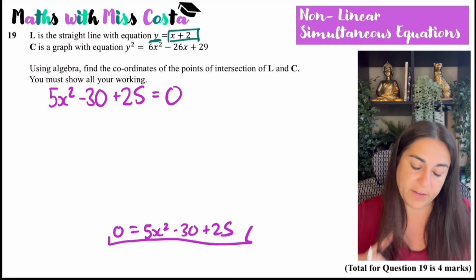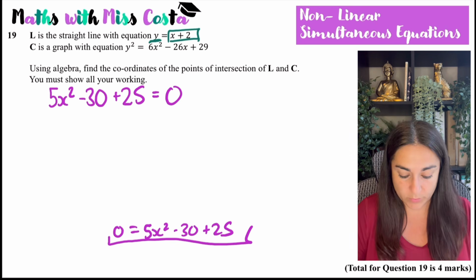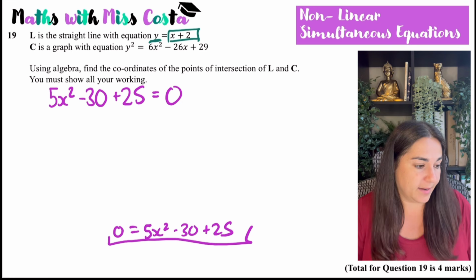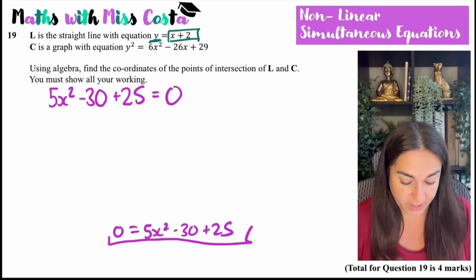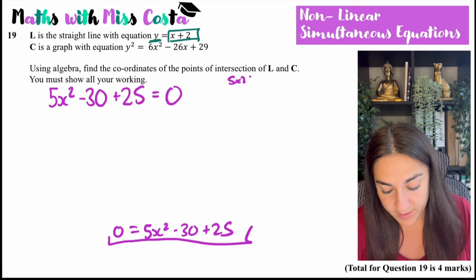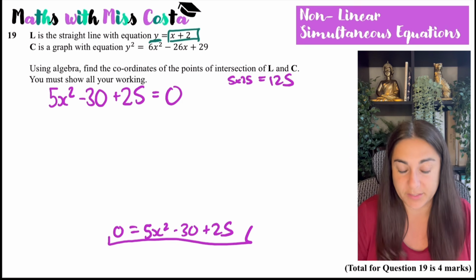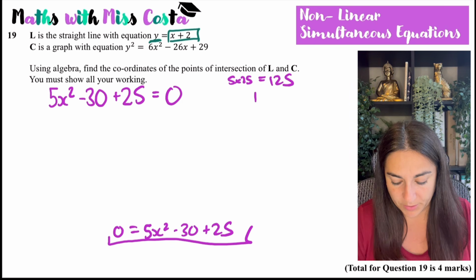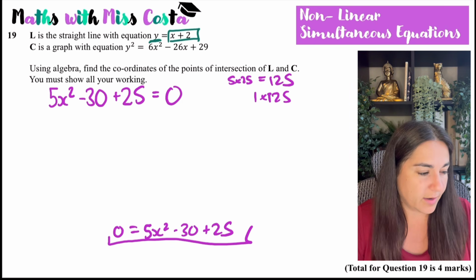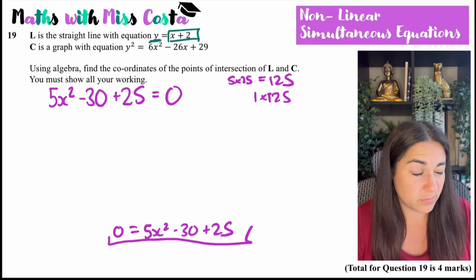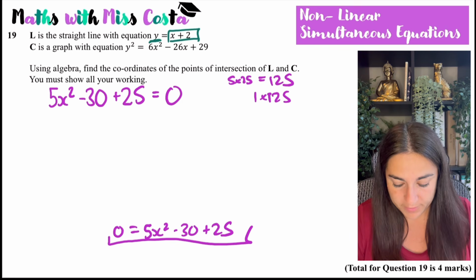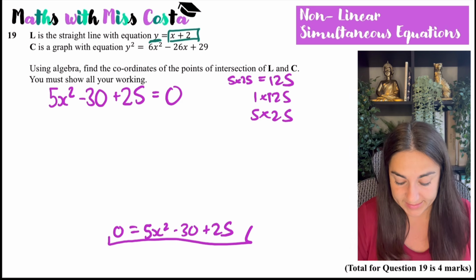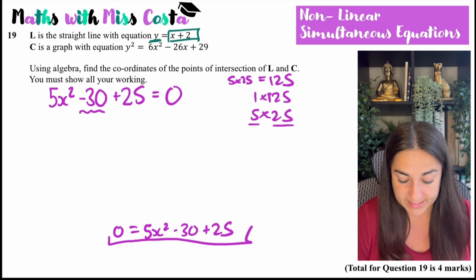Now you can do whatever you want. In order to solve this, you can use the quadratic formula if you want. I'm just going to factorize it using the quadratic method. So I know that 5 times 25 is 125. I need to find two factors that sum to make minus 30. So I know 1 times 125, and 5 times 25. That's all the factors I need, because I can see that 5 and 25 could combine to make negative 30.